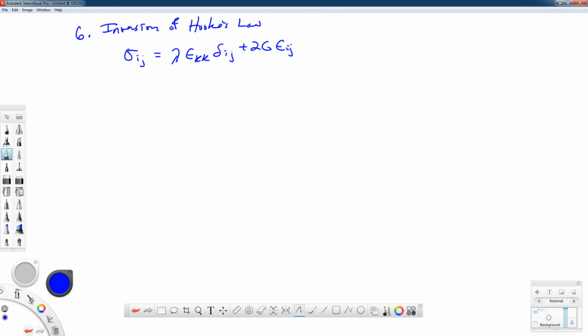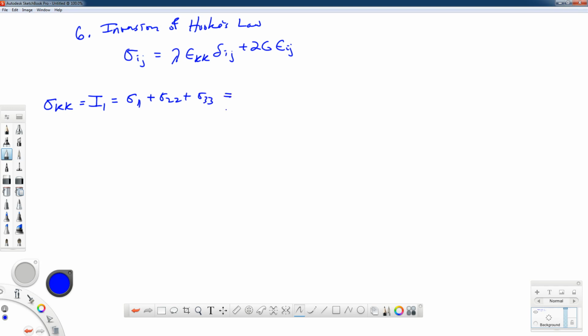Alright, well let's start with sigma ij, that expression that we had. Now again, I'm rewriting this in a slightly different form. I'm using epsilon kk to indicate the trace, but lambda epsilon kk Kronecker delta ij plus 2g epsilon ij. Well, let's compute the trace of the stress tensor. We had called that I1, and it's the sigma 1,1 and the sigma 2,2 and the sigma 3,3 terms all added together.